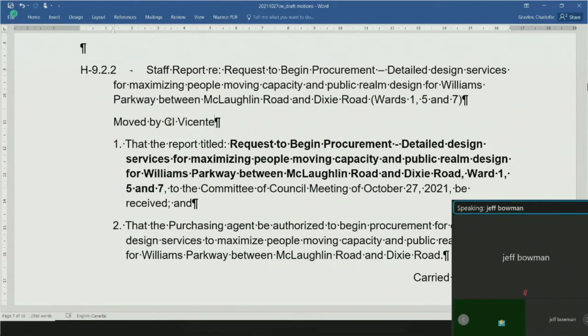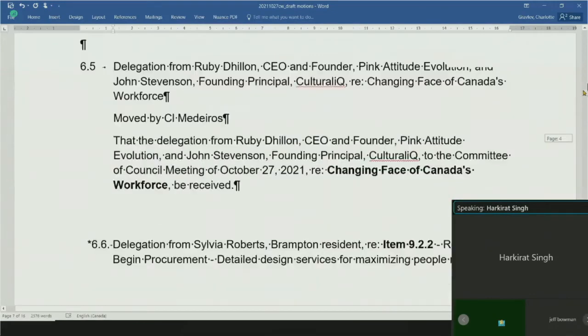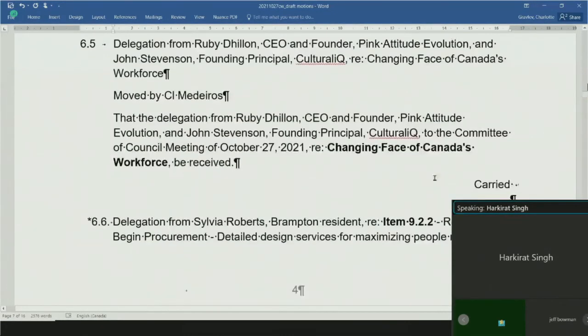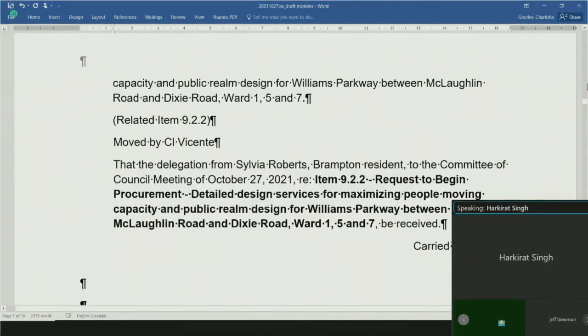Yep, thank you. Thank you, and I have a motion to receive the delegation and the recommendations from staff report 9.2.2. Is anybody opposed? Hearing and seeing none, the motion carries. Moving on, we are moving to the government relations matters section. We have a staff update, 7.1. I'll pass it on to Blaine.